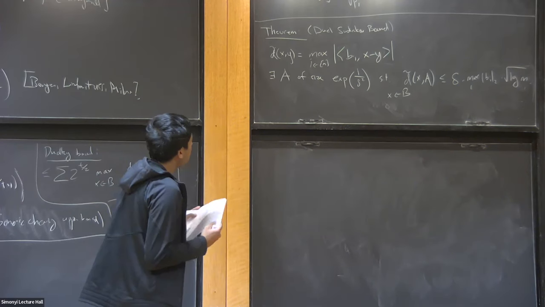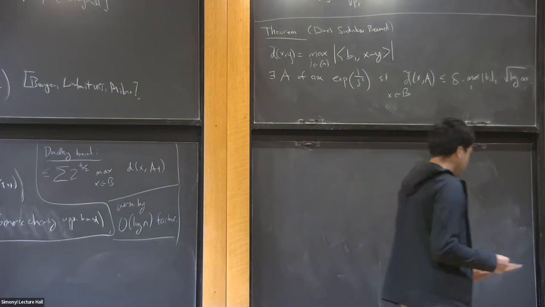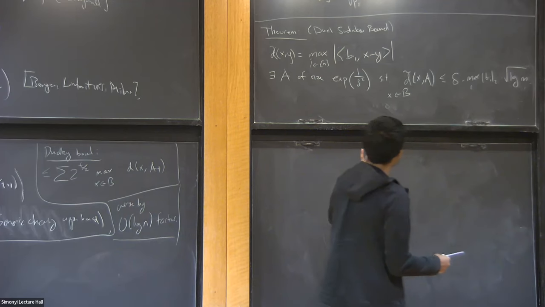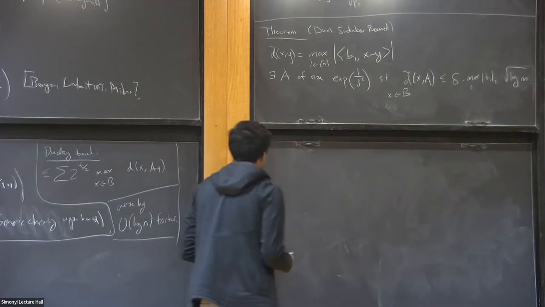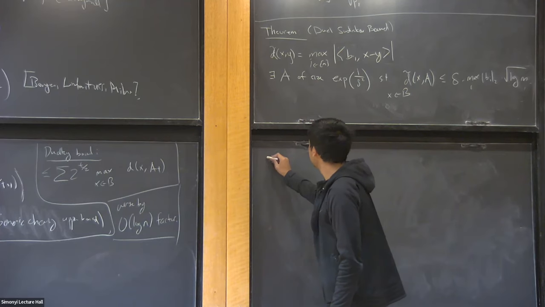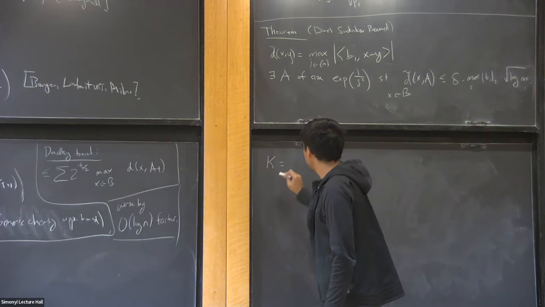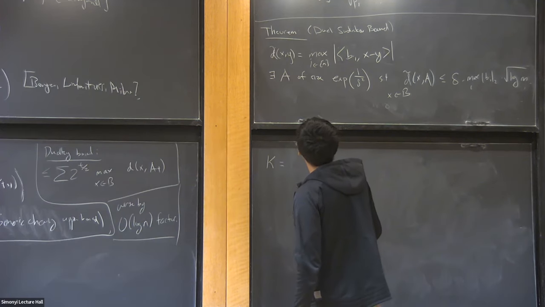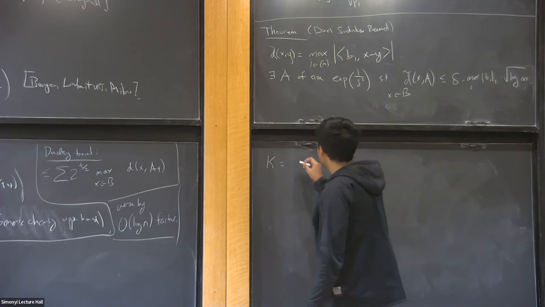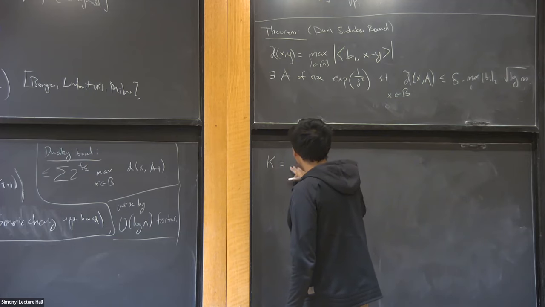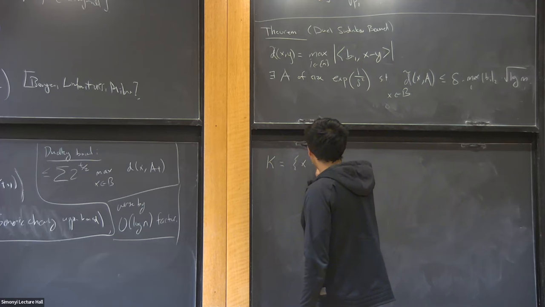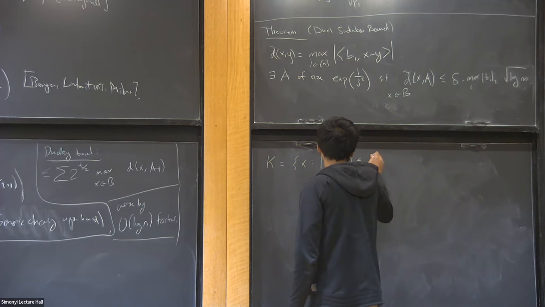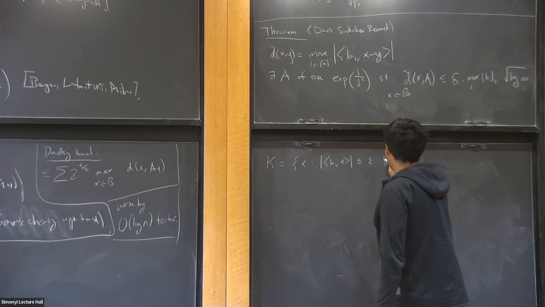The idea behind this proof will be to try to pack a lot of, let me just write out what I'm going to do. Let me define K to be the following set: the set of x such that |e_i · x| is at most some epsilon, which I'm going to pick later, for all i.